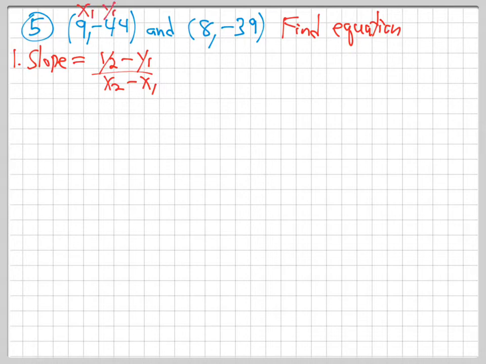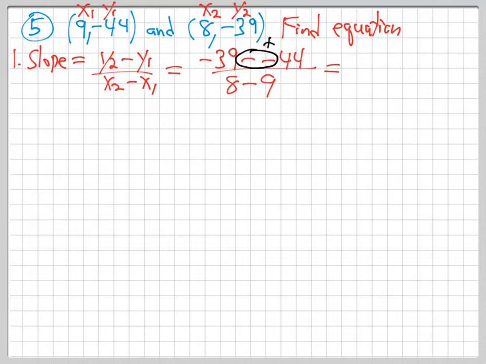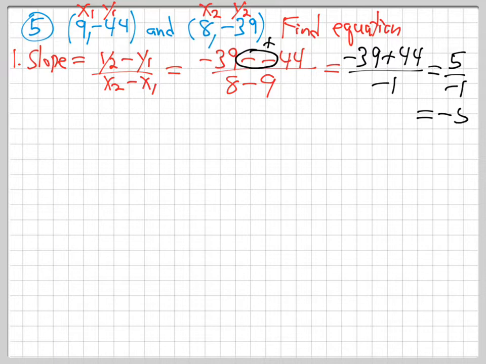This is X1, Y1, X2, Y2. So Y2 minus Y1, which is minus 44, over X2, 8, minus X1, which is 9. So the double negative there becomes positive. Minus 39 plus 44 over negative 1. What is that? 5 over negative 1? And positive over negative is negative 5.